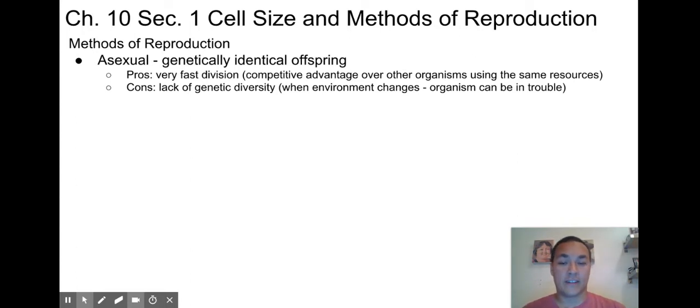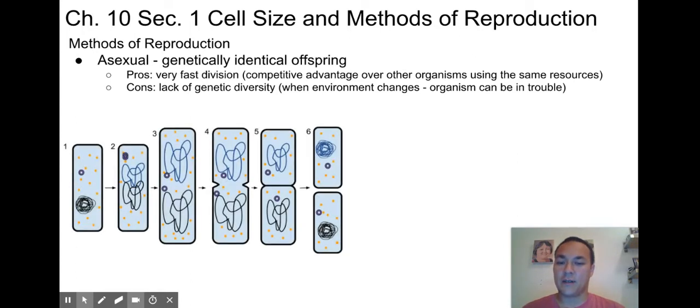All right, as you can see here, the pro is that it's very fast, and the con would be that it lacks genetic diversity. So if you're in a very stable environment, maybe asexual reproduction is really good. And we can see that in bacteria. We can see that in, we watched that TED-Ed, it dealt with even some snakes that can do it, and even turkeys.